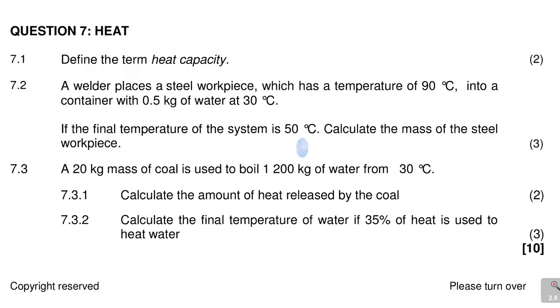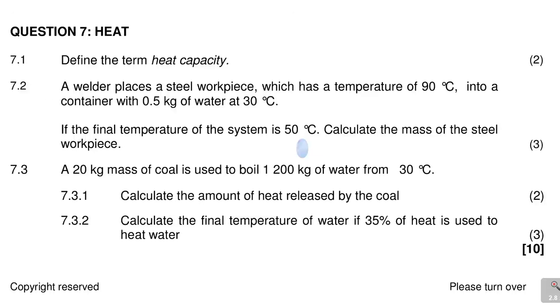The next question is, a welder places a steel workpiece which has a temperature of 90 degrees into a container with 0.5 kilogram of water at 30 degrees. If the final temperature of the system is 50 degrees, calculate the mass of the steel workpiece. Similar question. What you do here, you have a new page whereby you divide it. They are dealing here with a steel workpiece and with water.